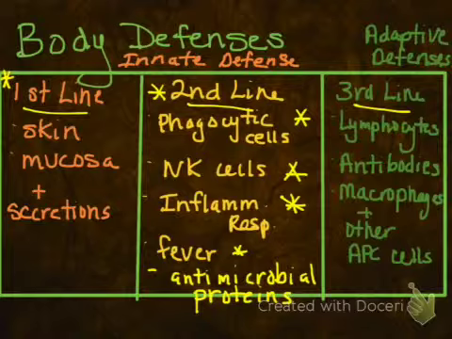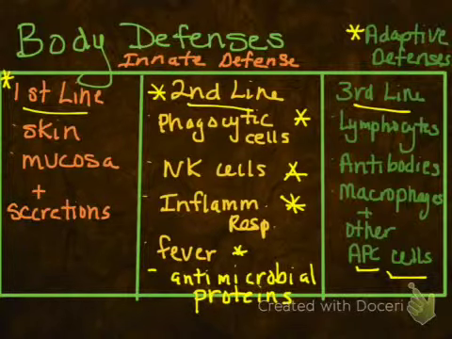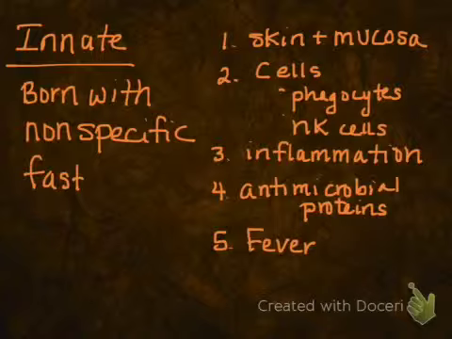And then we have our adaptive immune system, which is our third line of defense. And what's included there are lymphocytes, our B and T lymphocytes. Our B lymphocytes are going to be responsible for making antibodies. And then our T lymphocytes, accompanied by macrophages and other APCs, which are antigen-presenting cells, are going to mount direct cell attacks on foreign invaders.